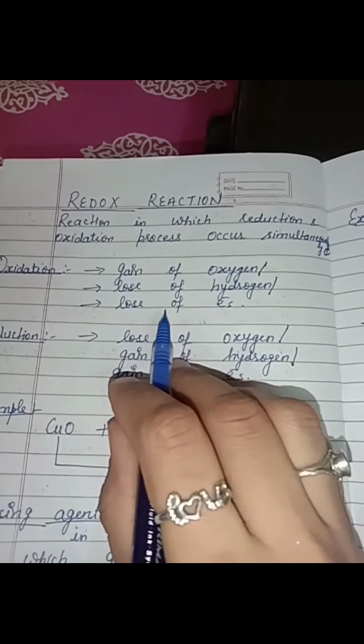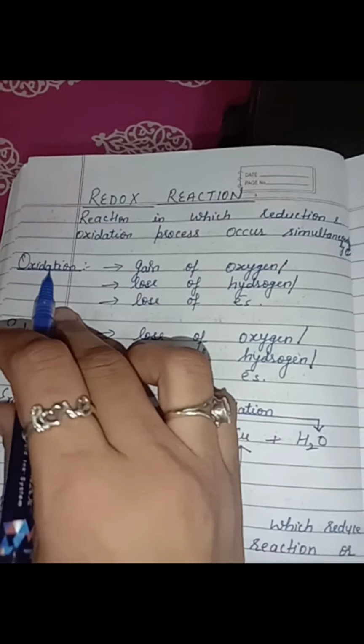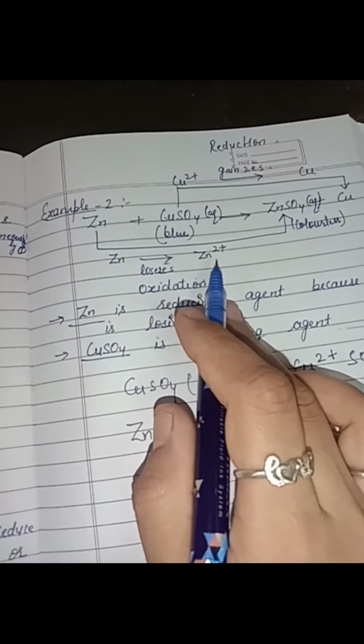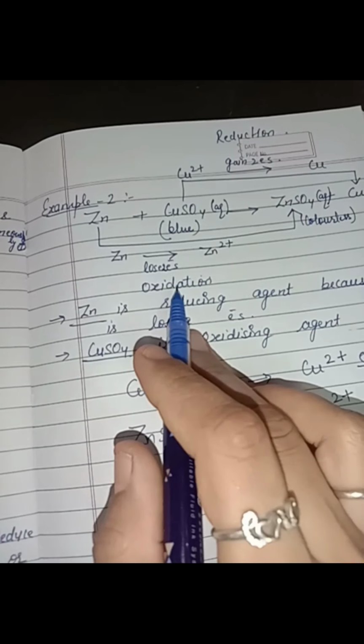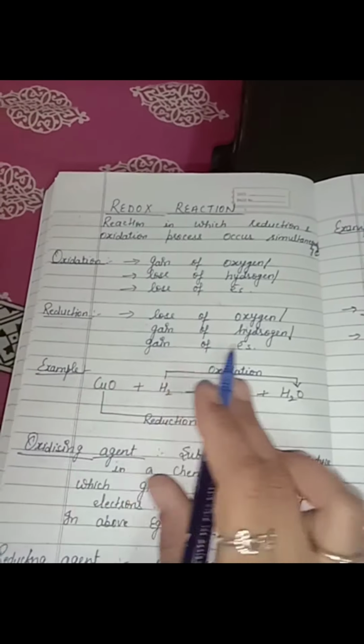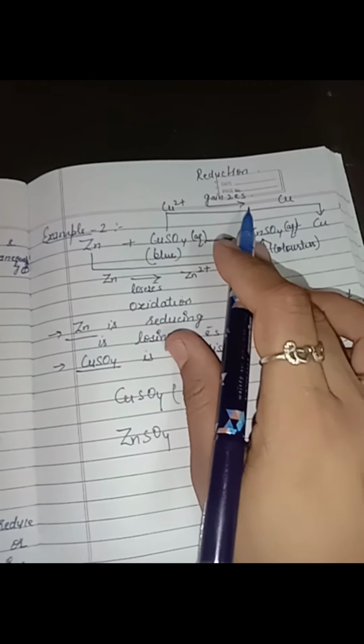Loss of electrons is the process of oxidation. So when we go from zinc to zinc sulfate, the loss of 2 electrons is going on. So this process will be oxidation. And here, from copper sulfate to copper: in copper sulfate there are Cu2+ ions. These Cu2+ ions will gain 2 electrons to form copper. Gaining of electrons is called reduction. So here the reduction process is going on.